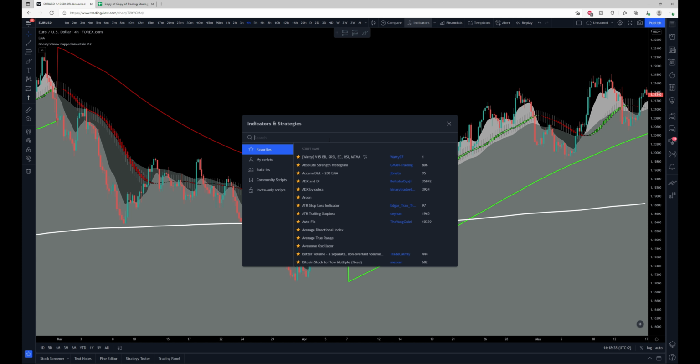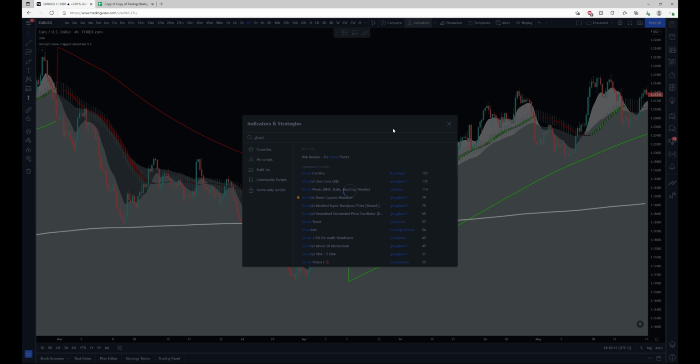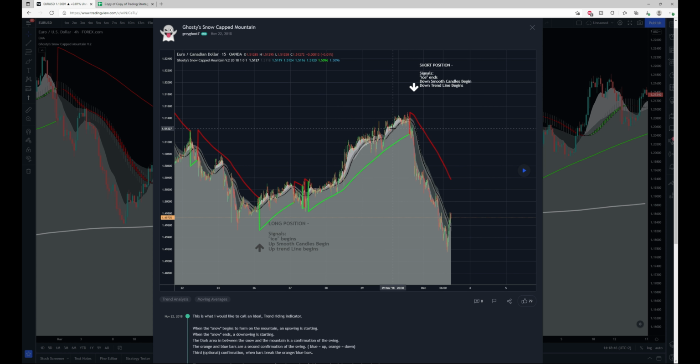Now I'm just going to pop up the explanation from the creator of this indicator, so we can see what they say for a basic strategy. And this is basically what I'm going to be doing in this 100 test. So what they say for a long position: the ice begins, and that's this kind of white peak that you see on the indicator. An up smooth candle begins, and that's this green sort of smoothed out little candles below the actual price candles. And then we have the uptrend line, so that's that big main green line here. And then it's just the opposite for a short. The ice comes to an end, there's the down smooth candles beginning, and then the downtrend line begins.